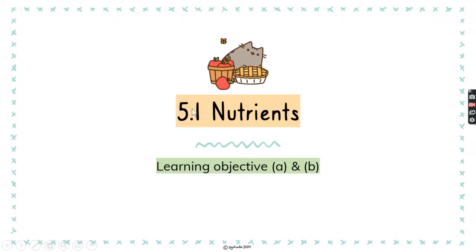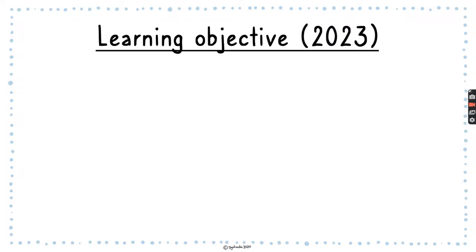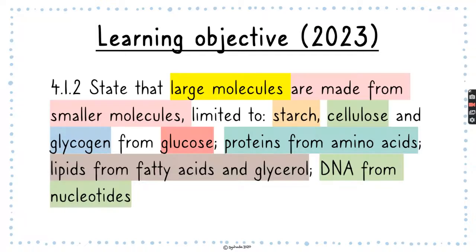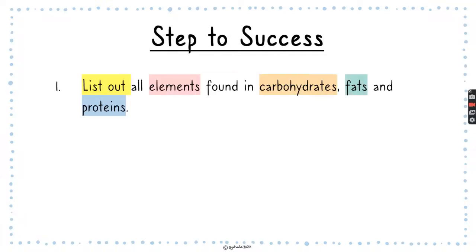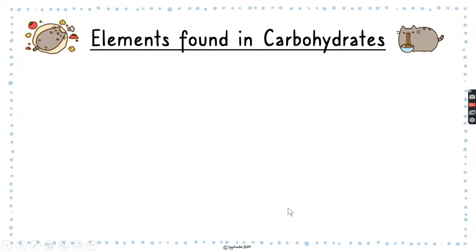So this is, sorry, I haven't changed it, but the topic is topic 4, not topic 5. So this was in 2021, but this is your current syllabus. So this is the learning objective that we're going to focus on today. Listing the chemical elements of carbohydrates, fats, proteins, but also DNA. Okay, so the step to success today, we're going to try to list out all the elements that are found in carbs, fats, and protein. We're not going to do this one because this was in the old learning objective.